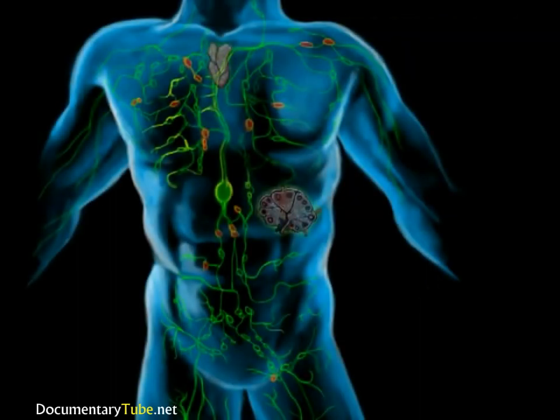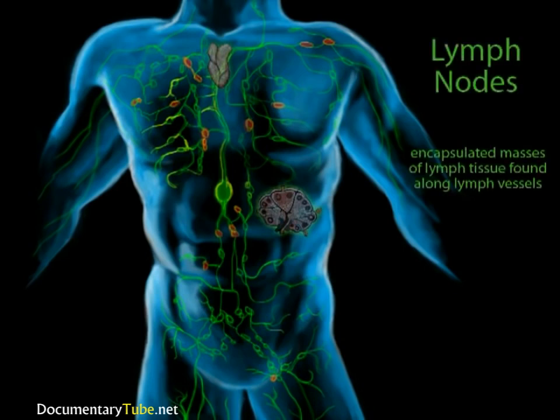Some lymph tissue is very diffuse, with no clear boundaries. You can actually feel some when you rub your lower inner lip with your tongue. Others are more organized into groups, and these are called lymph nodes. Lymph nodes have three functions.